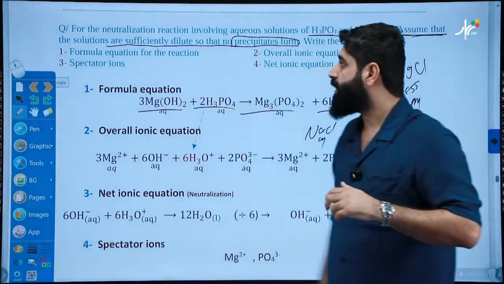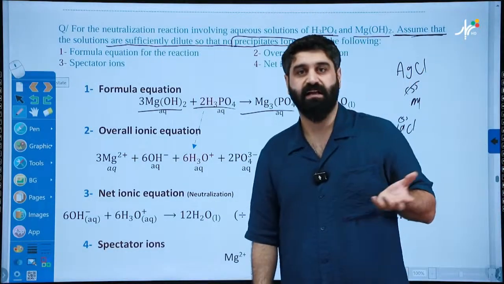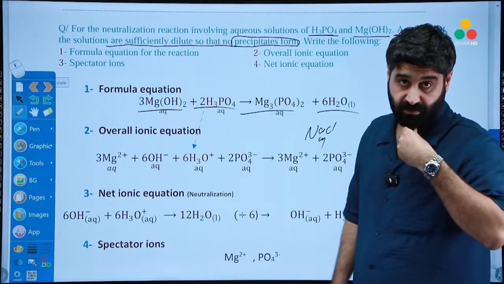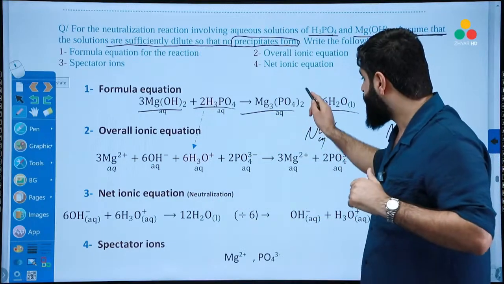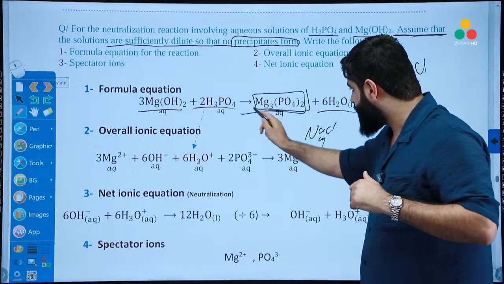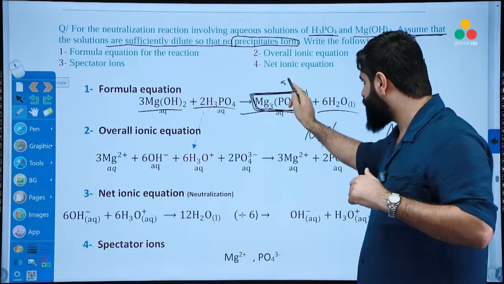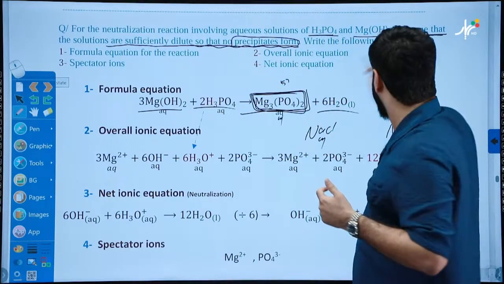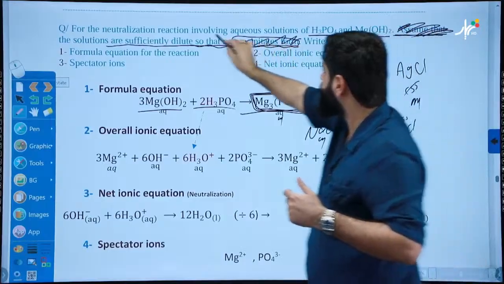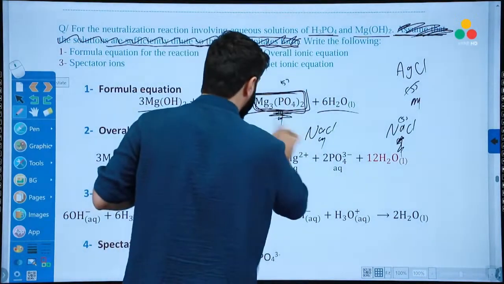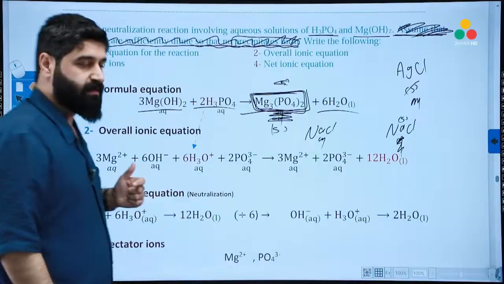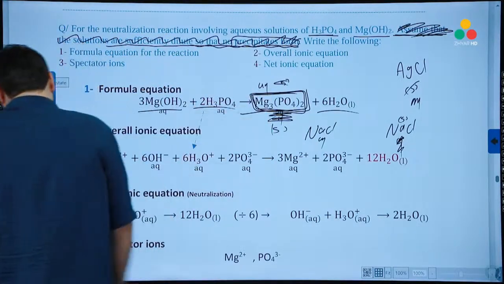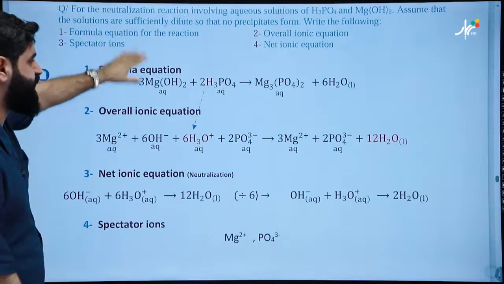The two solutions are sufficiently diluted so that no precipitate is formed. It means we don't get any precipitate. The point is, according to the rules of solubility and precipitation, this one must be solid. But the question said no precipitate is formed. That means this is AQ. But if I remove this part in the question, so now the salt must be solid. Okay? But because the question said assume no precipitate is formed, so this must be AQ. Okay? That was all. The only trick in this question.